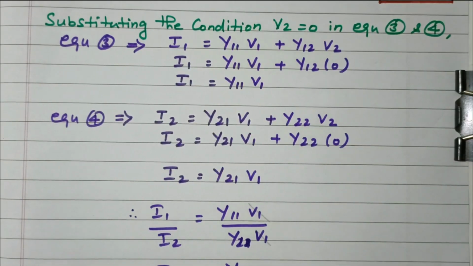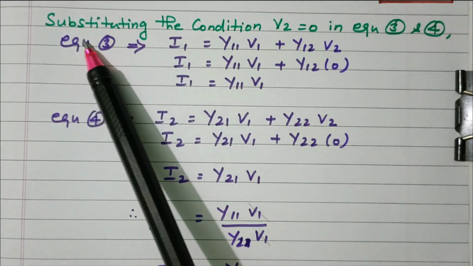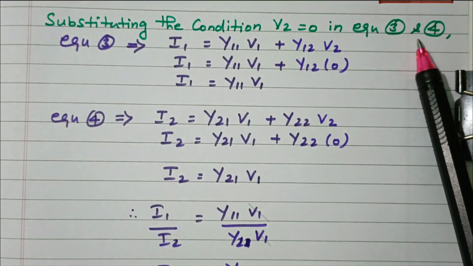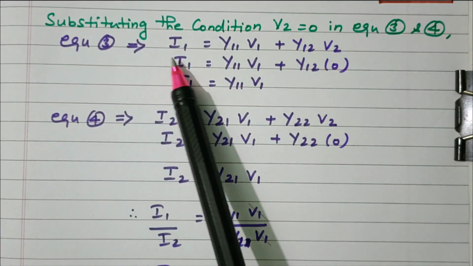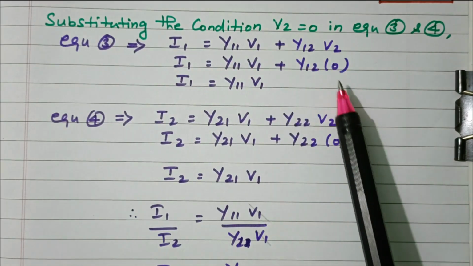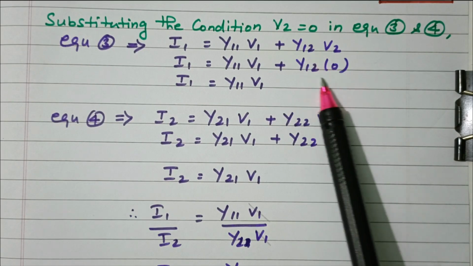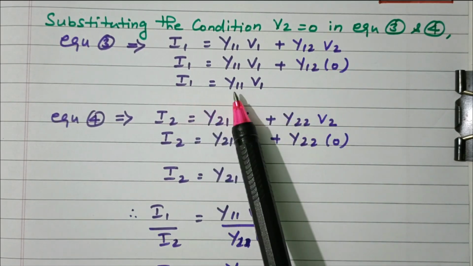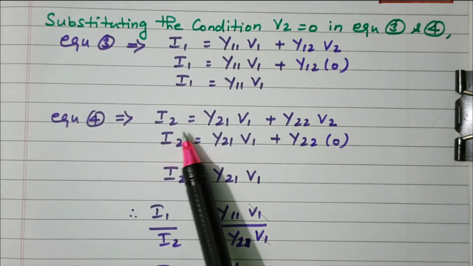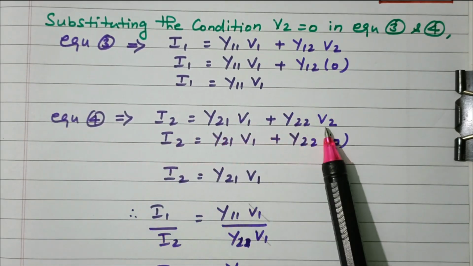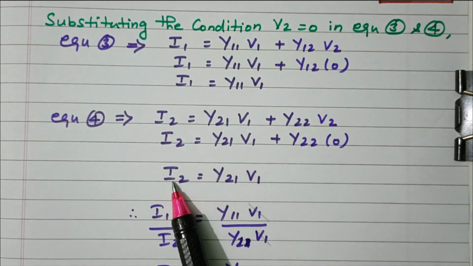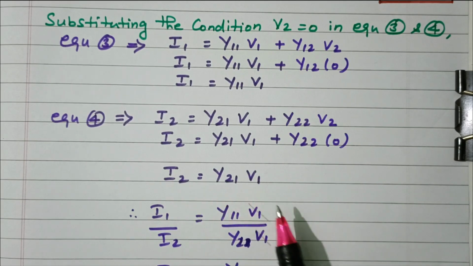So D parameter in terms of Y parameter, what we are doing, substituting the condition V2 equal to 0 in equation 3 and 4. So this equation 3 is I1 equal to Y11 V1 plus Y12 into V2. This V2 is 0. So this total term becomes 0. So only I1 equal to Y11 V1. Similarly in equation 4, I2 equal to Y21 V1 plus Y22 V2. This V2 is 0. So the total term is 0. So only we have I2 equal to Y21 into V1.